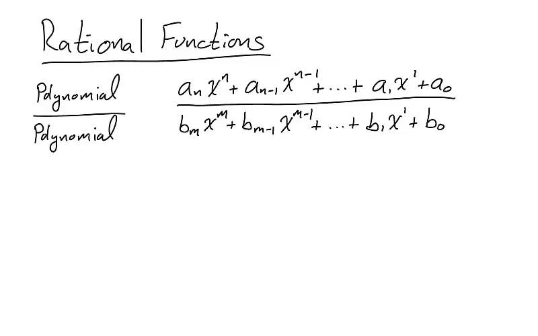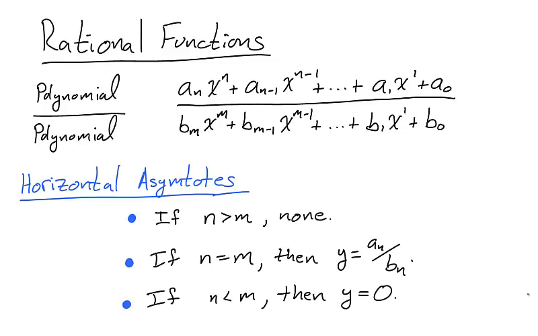Recall that a rational function has the form a polynomial divided by a polynomial. Many of you learned in high school how to find the horizontal asymptote of a rational function. The reasoning goes, let an be the leading coefficient and n the degree of the polynomial in the numerator, and let bn be the leading coefficient and m the degree of the polynomial in the denominator.